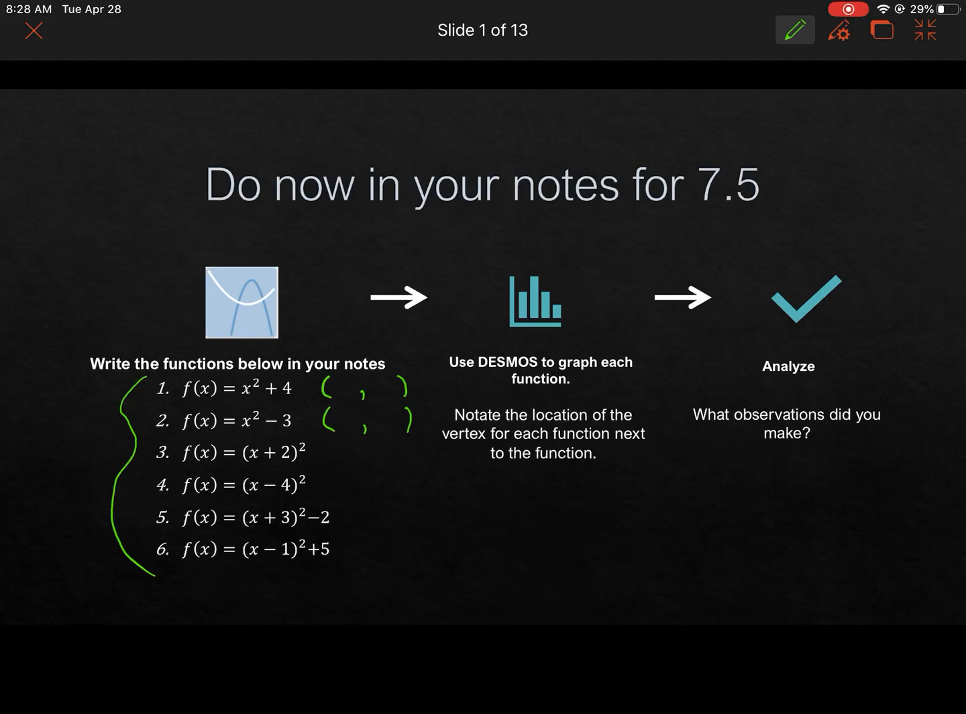Some of them are going to be obvious to you. Some of them might surprise you. So I want you to actually go through this exercise, and then analyze your results. Compare where that vertex is with the actual function that created the graph. Just the vertex. Don't even pay attention to anything else. Just notate where that vertex is. Some of the results might surprise you. All right? So go ahead and pause here and go through that first.